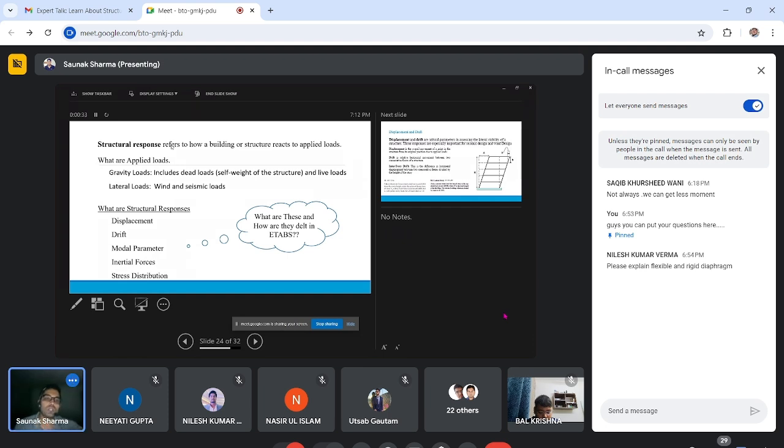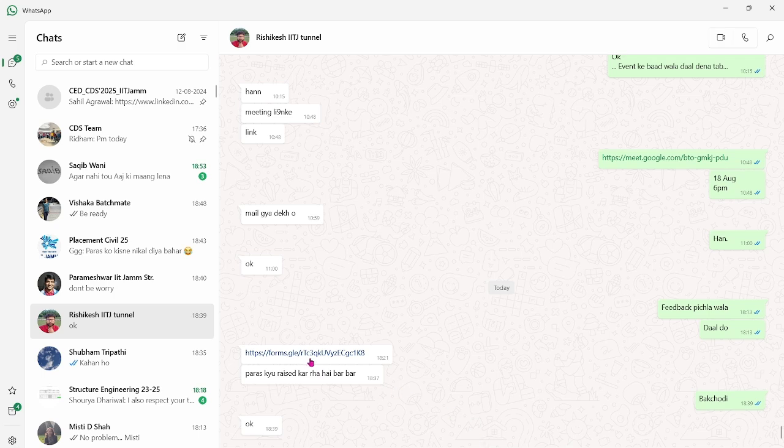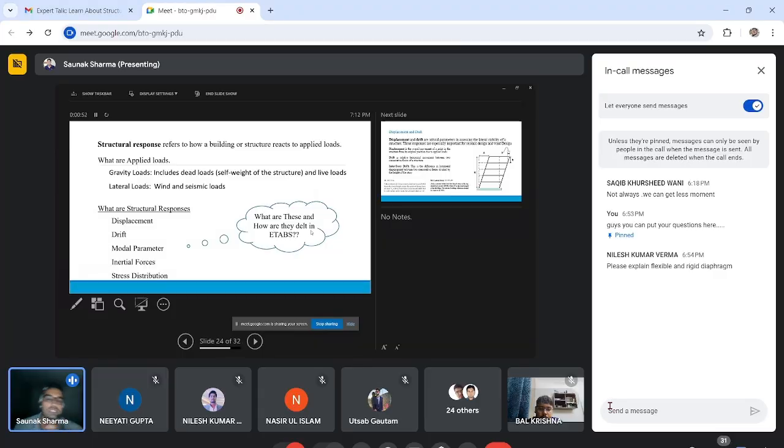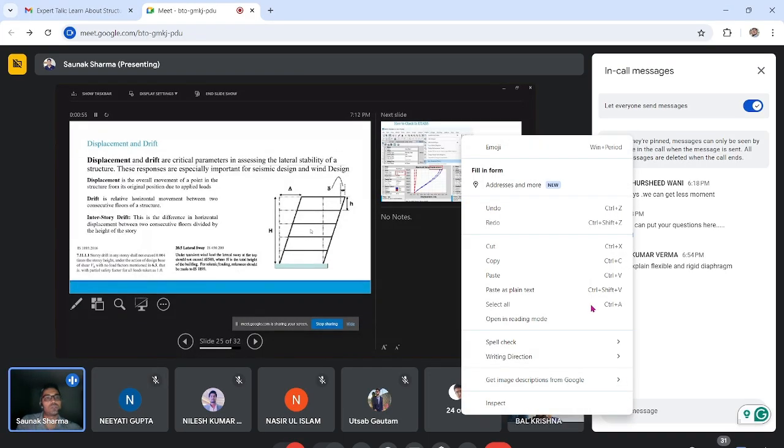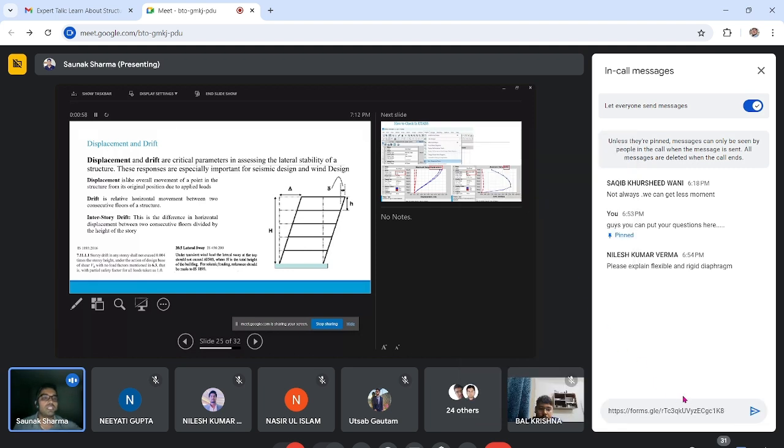While designing a building, we check these in ETABS as structural parameters that need to be within limit before designing the elements at the analysis stage. So what are these and how are they dealt with in ETABS? Let's go to drift and displacement first. What is displacement? Displacement is the overall movement of a point in the structure from its original position due to applied load. And drift is the relative horizontal movement between two consecutive floors of a structure.